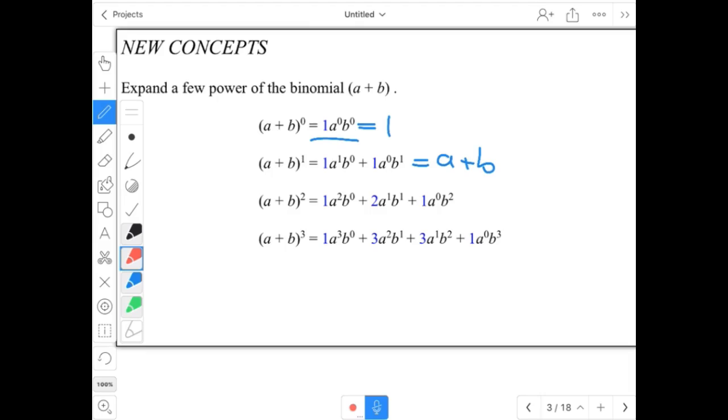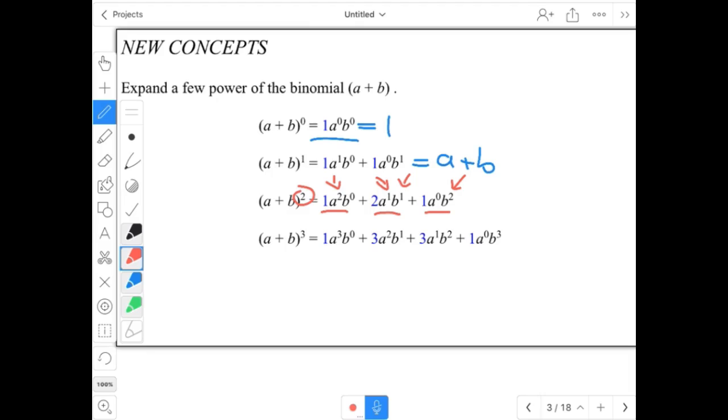I want you to notice how, first of all, all of our powers add up to 2. Now, first, they both start with a, then they get distributed evenly between a and b, and then they both go to b. So we have 2 with a, then we go to both of them, and then they both move over to b. Now, let's see what happens when we raise it to the third power.